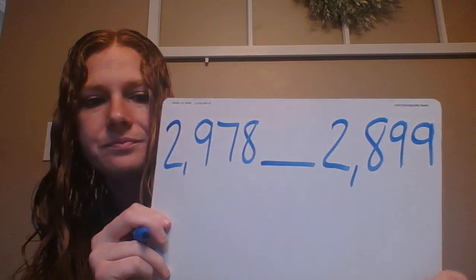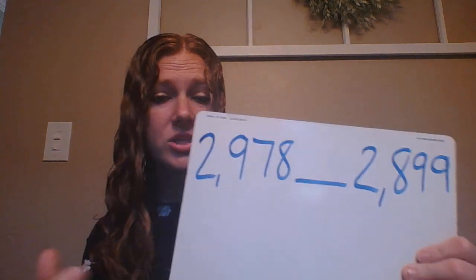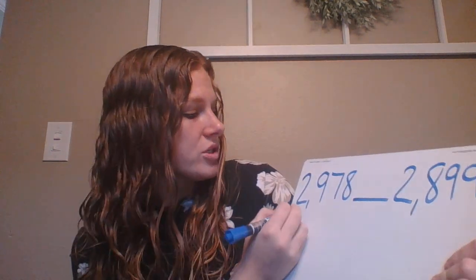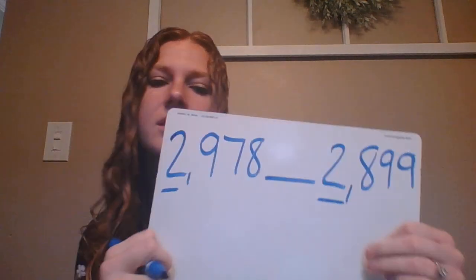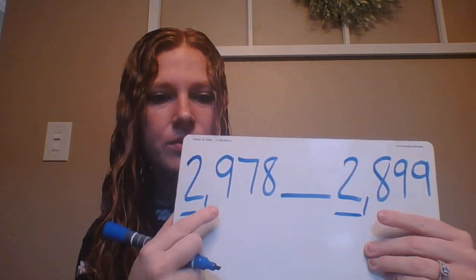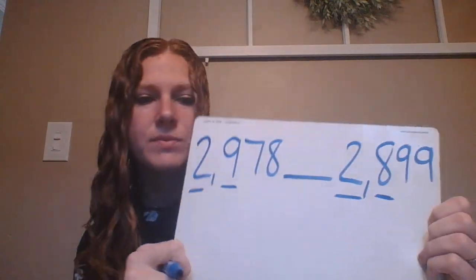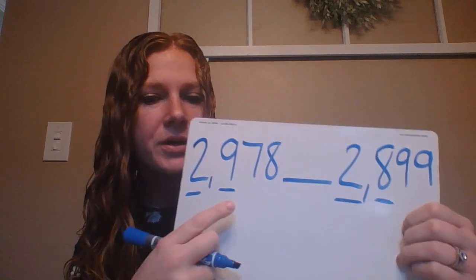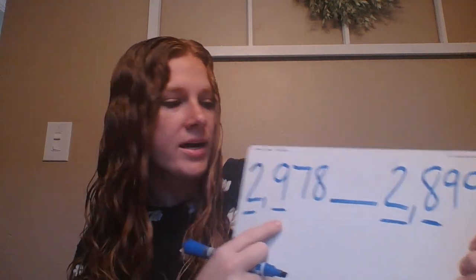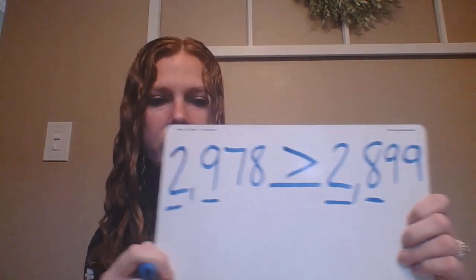Next we have 2,978 compared to 2,899. Once again we look at the digit that's furthest to the left, which is the 2, in the thousands place. You can see that they are the same, so we have to look to the next digit to the right, which is in the hundreds place again. And we ask ourselves, what's bigger, 9 or 8? We know that 9 is bigger, so 2,978 is bigger, and so we draw our sign this way.